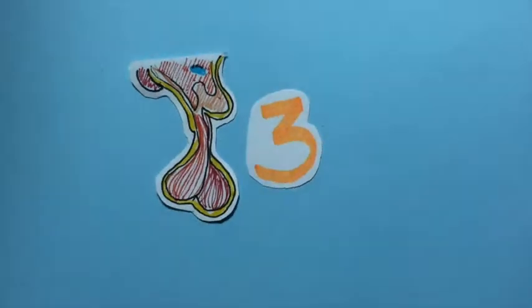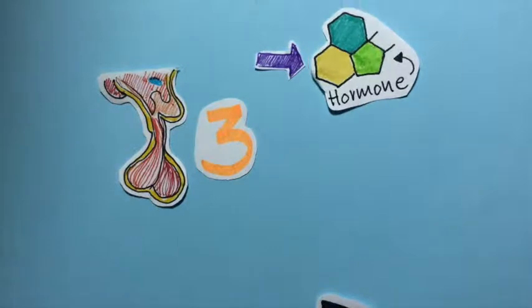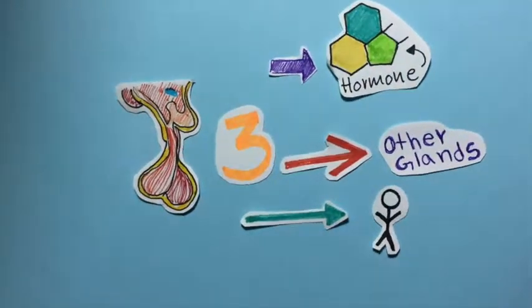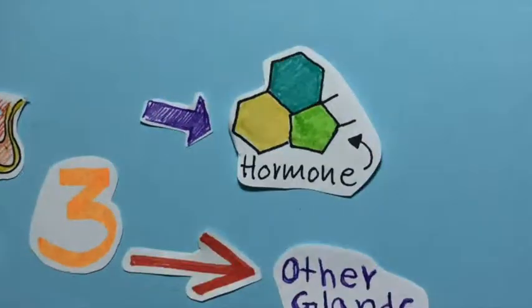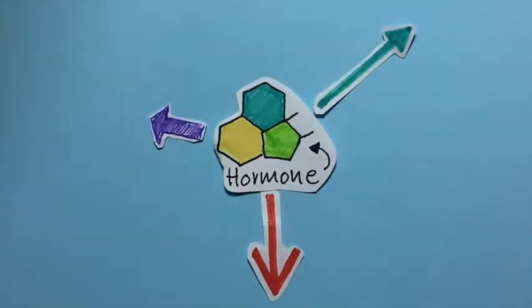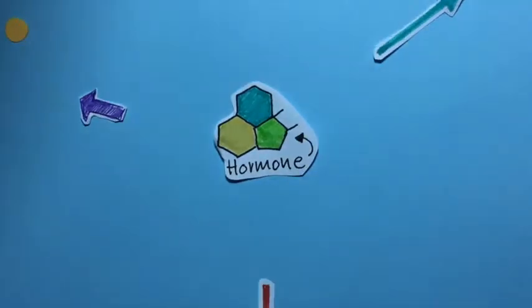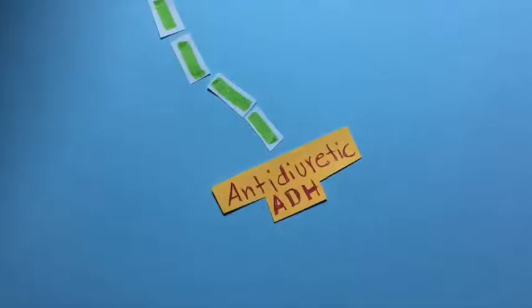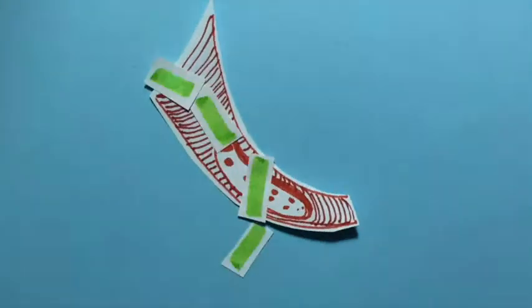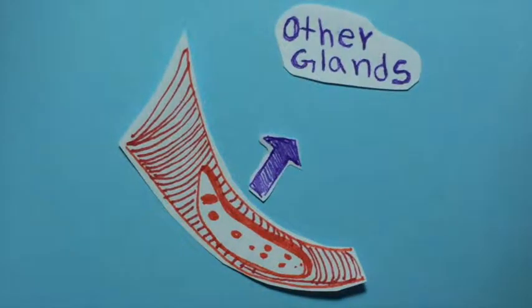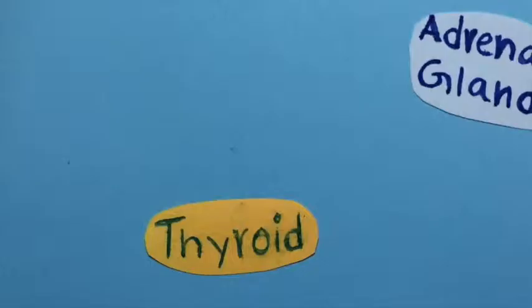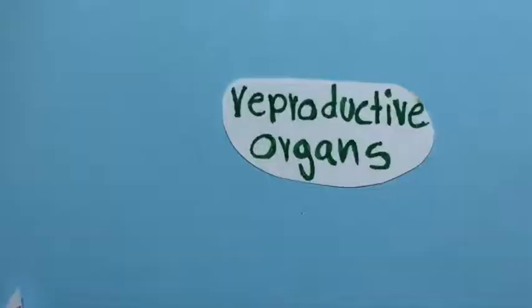Now the pituitary gland has three main functions: secretion of hormones, controlling other glands, and the regulation of some body functions. The first one, secretion of hormones, is about releasing hormones. One of these hormones is the antidiuretic hormone, ADH. This hormone travels through your bloodstream and then it affects other glands. Some of those glands are the thyroid, the adrenal glands, and the reproductive organs.